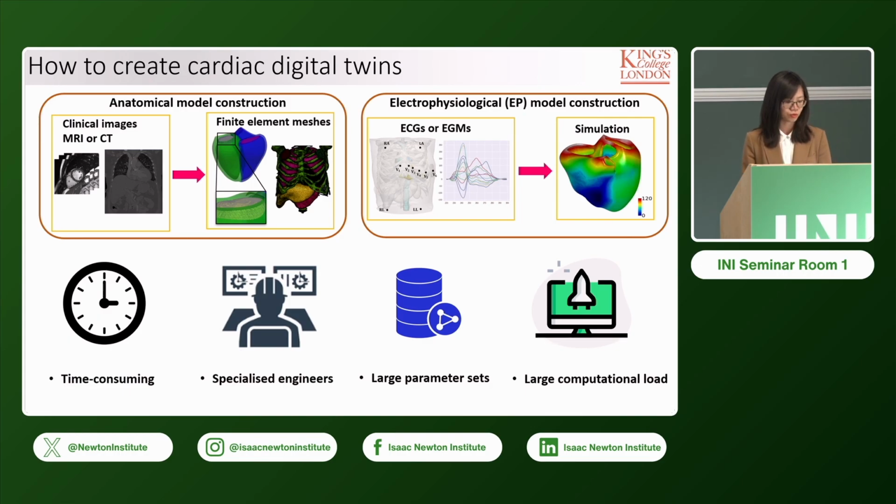The other part is electrophysiological model construction, where we usually require the model to capture the clinical measurements, for example, electrograms. Building a personalized electrophysiological model usually involves a large number of parameters, and therefore this step is even more challenging, as it requires performing a lot of computationally expensive simulations to fine-tune the model to match the patient-specific data. That usually requires high-performance computing.